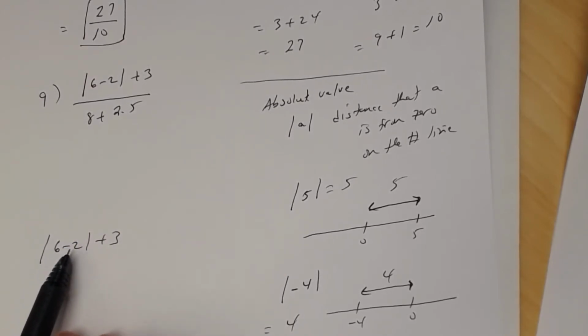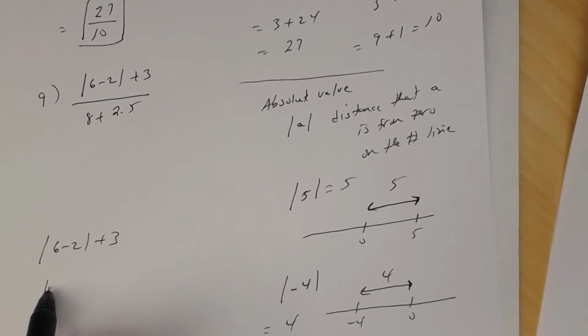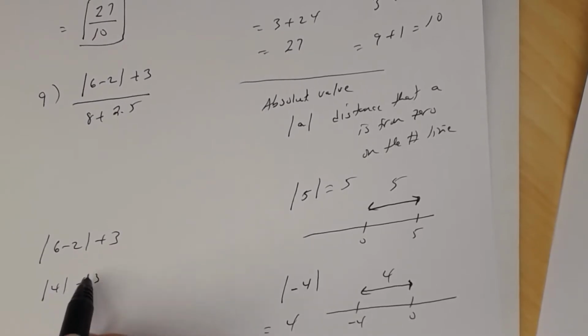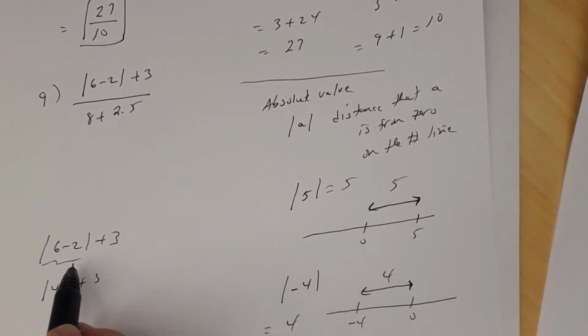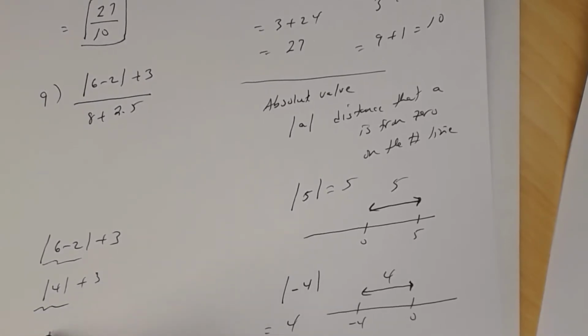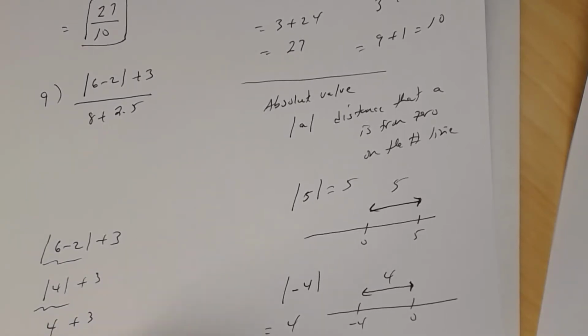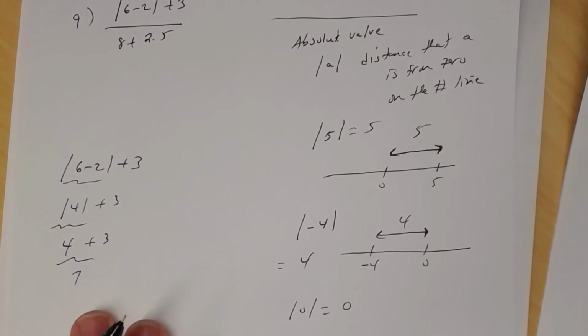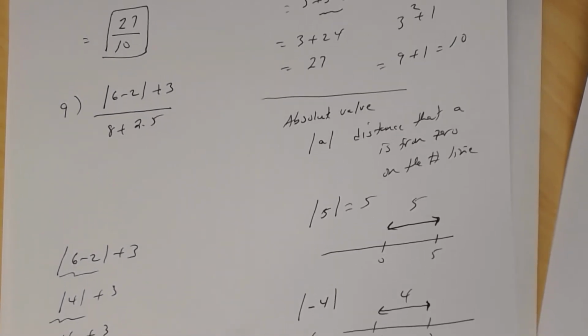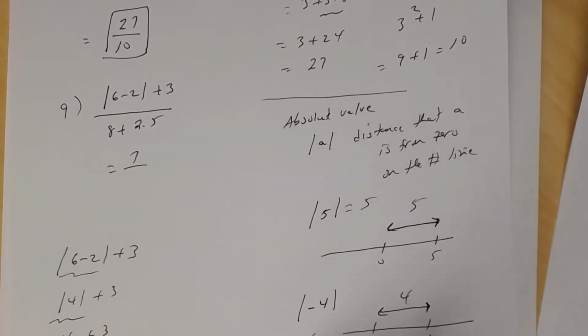So 6 subtract 2 is 4. So I have the absolute value of 4 plus 3. And now the absolute value of 4 is a positive 4. The absolute value of 4 means the distance that this 4 is from 0. Well, it's just 4 units from 0. And so 4 plus 3 is just 7. So that's your numerator. So your numerator is 7.